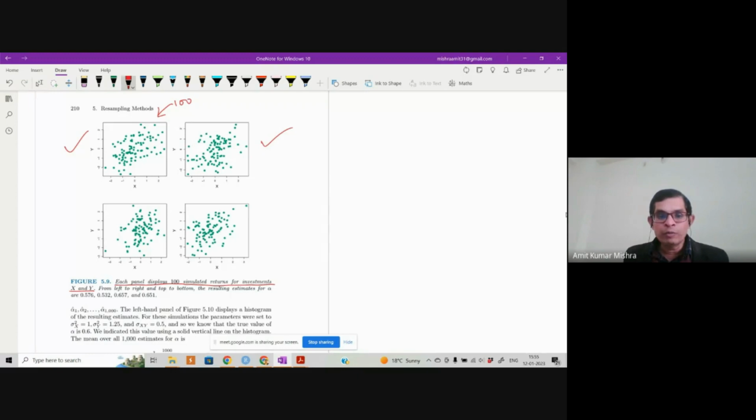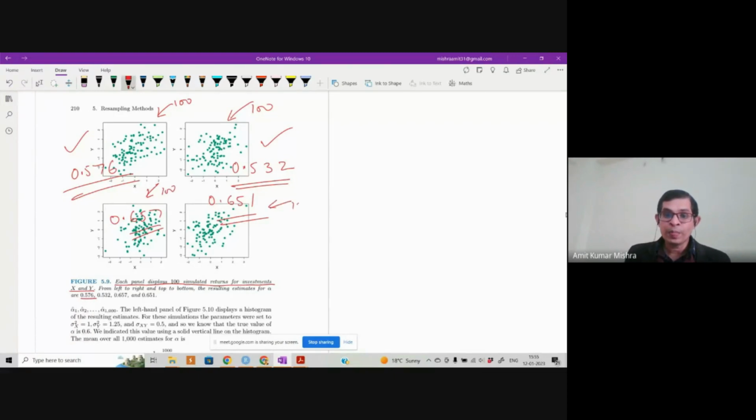From left to right and from top to bottom, the resulting estimates of alpha are: here alpha is 0.576, in this case alpha is 0.532, in this case alpha is 0.657, in this case alpha is 0.651. That means we have 4 estimates of alpha for different samples which we are simulating from the original population. That means this is just like large sample theory.